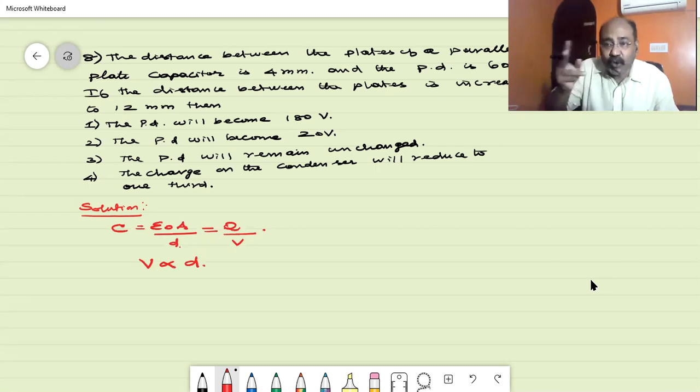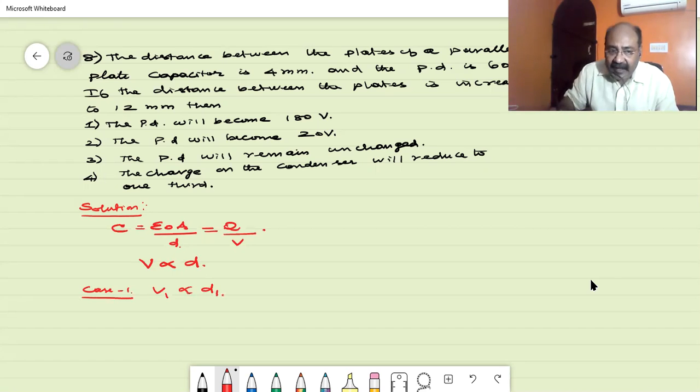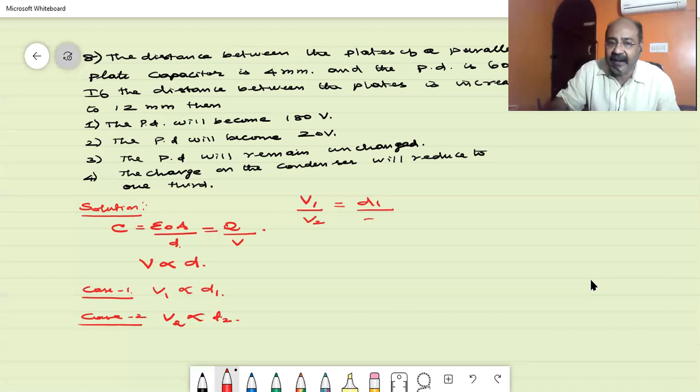Here I am having two cases. If I am taking the case 1, then I can write potential V1 proportional to D1. Similarly, when I am considering the case 2, that is after the distance is being increased, let us take the potential as V2. V2 is proportional to D2. So if I am taking a ratio between these two, I can write V1 divided by V2 is equal to D1 divided by D2.